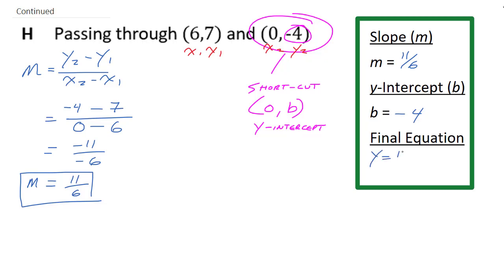So we get y equals 11 over 6x minus 4. Now, if you weren't given the y-intercept, if you weren't given the shortcut, you'd have to sub in one of these 2 points and solve for b. And I think we're going to run into that in the next question.